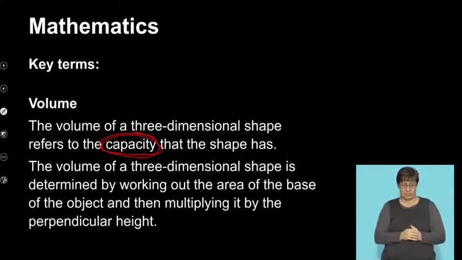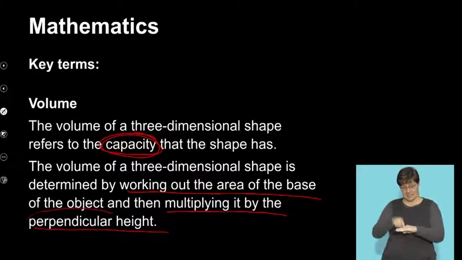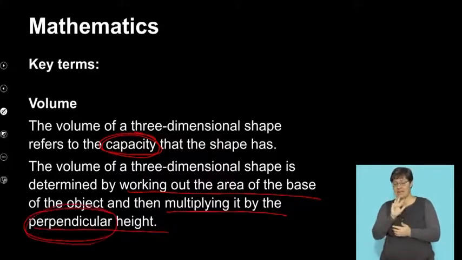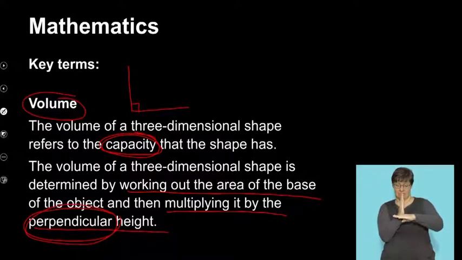Cool. So the volume of a three-dimensional shape is determined by working out the area of the base of the object, and once we have worked out the area of the base, we then multiply it by the perpendicular height. So please make sure that you highlight the fact that it is the perpendicular height when working with volume. So it has to be the height that is at a right angle to the base.